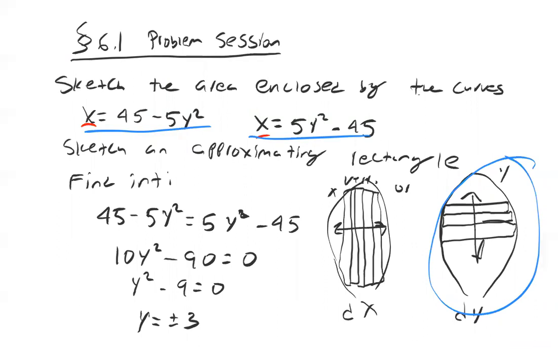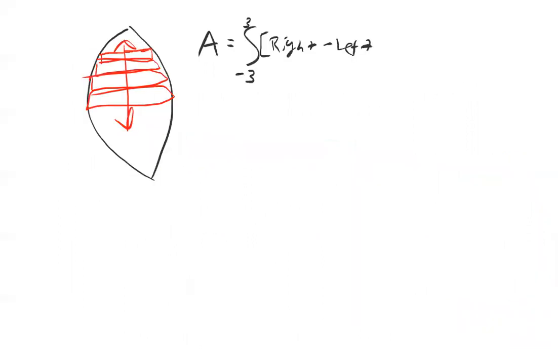Now I need to figure out which one is the right and which one is the left. One easy way of doing that is to look at the graph on WebAssign, with my x-axis and my y-axis. This x value here is 40 and negative 40 on the graph. So if I plug in y equals 0, one of them should be 40, one should be negative 40. The one that's 40 is the right function. The one that's negative 40 is the left function.